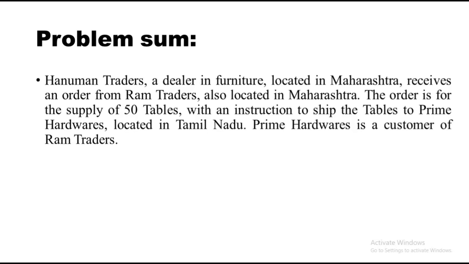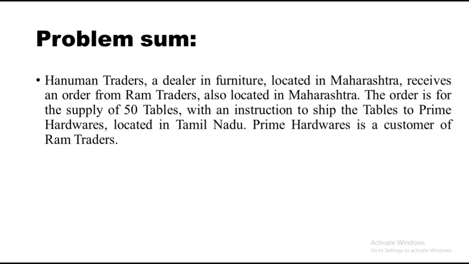Number one, Hanuman Traders, a dealer in furniture located in Maharashtra, receives an order from Ram Traders, also located in Maharashtra. The order is for the supply of 50 tables with an instruction to ship the tables to Prime Hardware located in Tamil Nadu. Prime Hardware is a customer of Ram Traders. So now here the supplier is Hanuman Traders. The person who gave the order is Ram Traders, and on his instruction he has told Hanuman Traders to supply the goods to the third party.